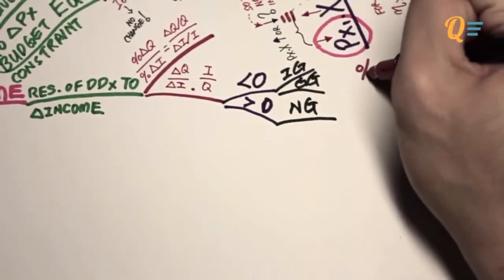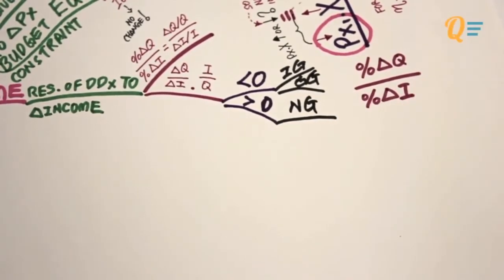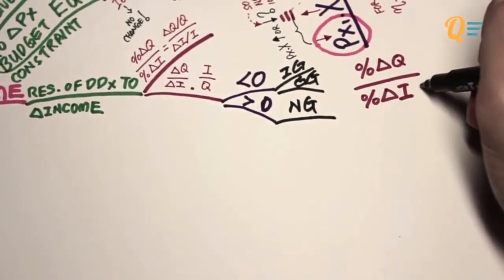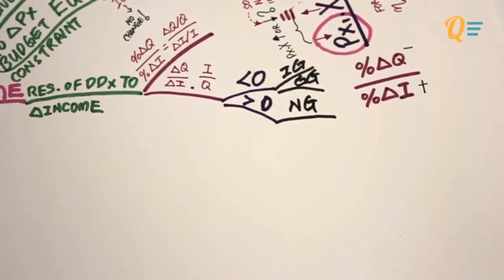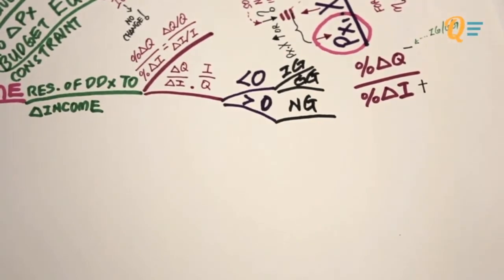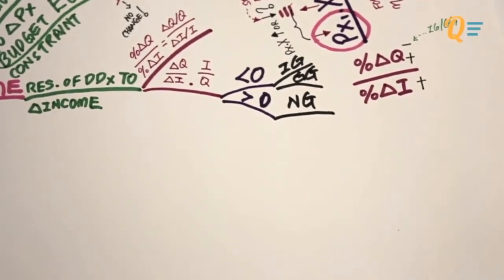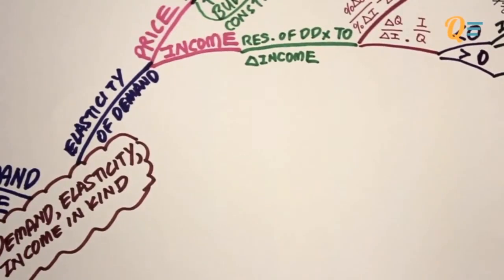To explain this, I'm going to take the percentage change in quantity divided by the percentage change in income. Let's say the income is increased. Therefore, the percentage change in income is positive. And if quantity demanded decreased, that means X is an inferior or a Giffen good. What if quantity demanded increases? Then good X will be a normal good, just like what we've learned in the previous videos.